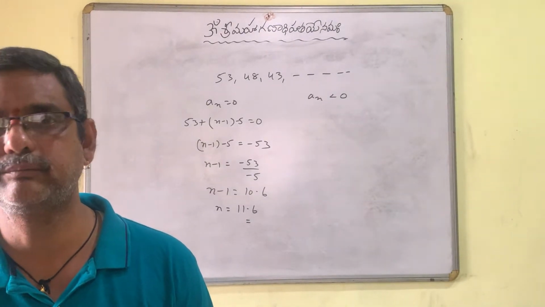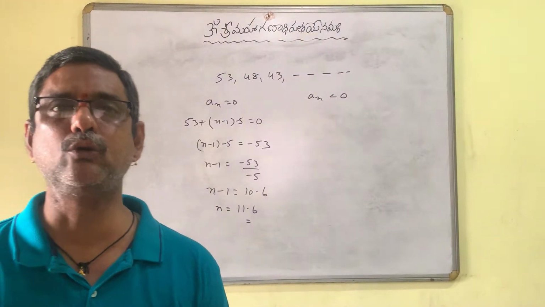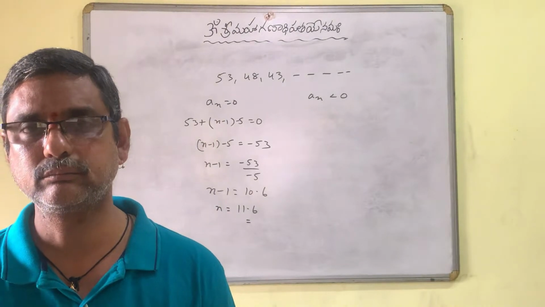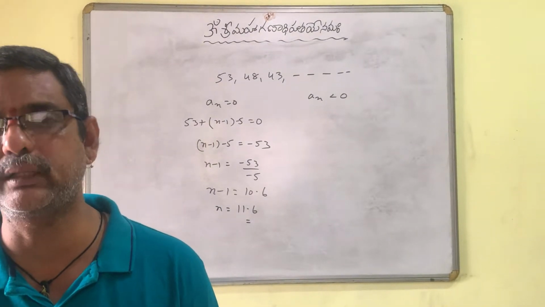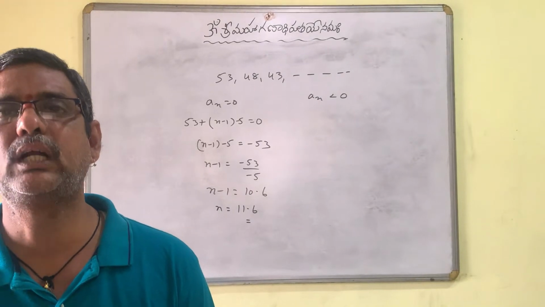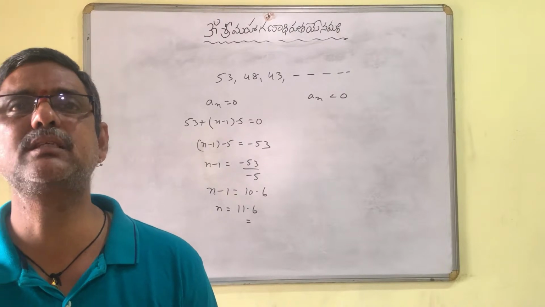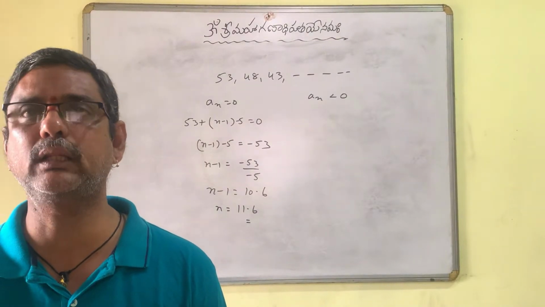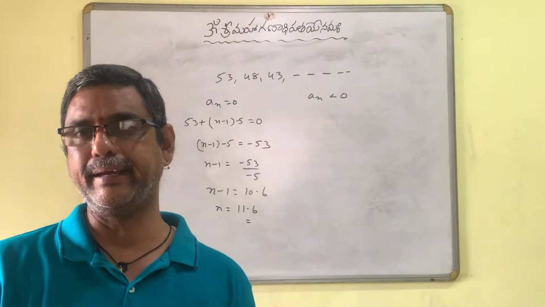That means the 11th term is very much near to 0. That means the 12th term... 11.6 is near to 12, so the 12th term is the first negative term. Atla anachu. Aithe ikkada oka confusion undi.